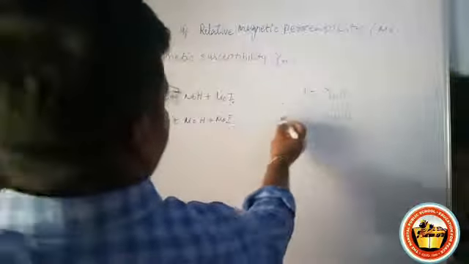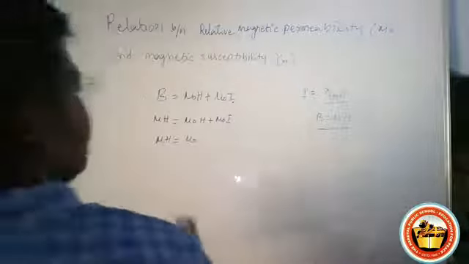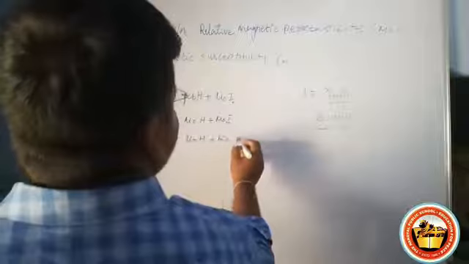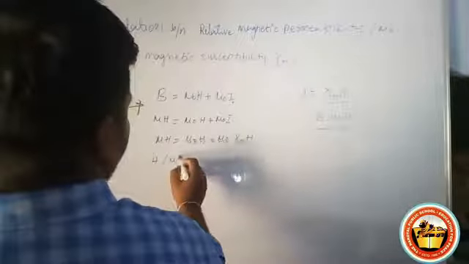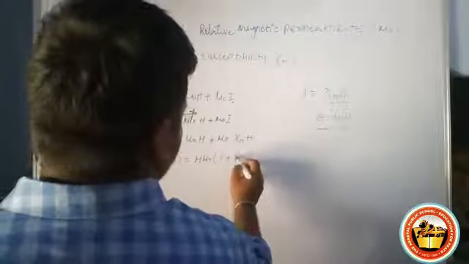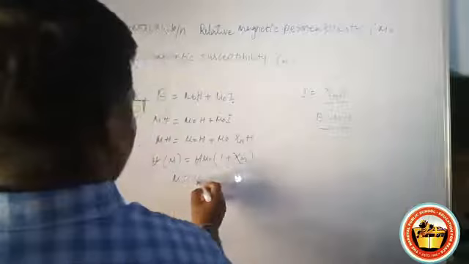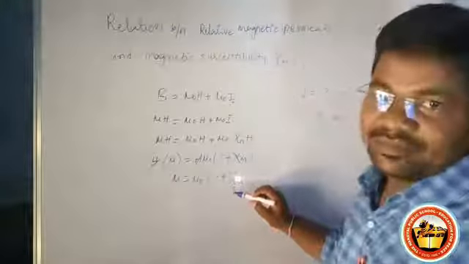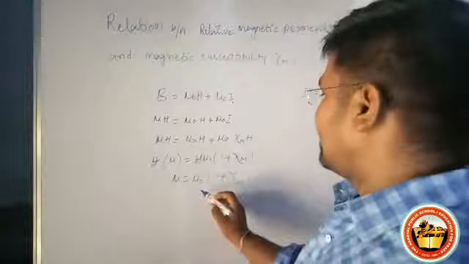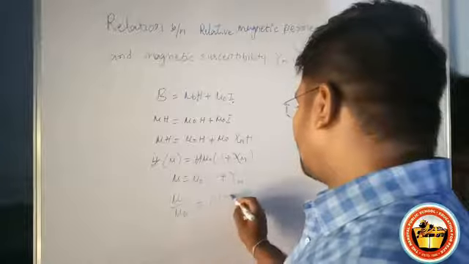And I is equal to xi m H, so mu H is equal to mu naught H plus mu naught xi m H. Here H is common. H mu is equal to H into mu naught times 1 plus xi m. H gets cancelled. Mu is equal to mu naught times 1 plus xi m, where xi m means magnetic susceptibility. Next, mu naught we can send here: mu by mu naught is equal to 1 plus xi m.